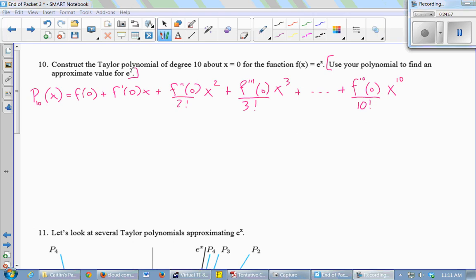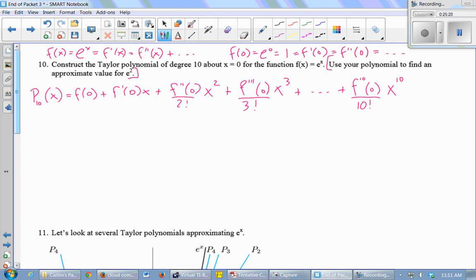If f of x is e to the x, what is f prime? E to the x. And what is f double prime? E to the x. And what is f triple prime? Yeah, so this is all of its derivatives. The function is all of its derivatives, right? So that means that f of 0 is e to the 0, which is 1. And that's also what all of the derivatives are at 0, because every derivative is e to the x, plug 0 in, and you get 1.